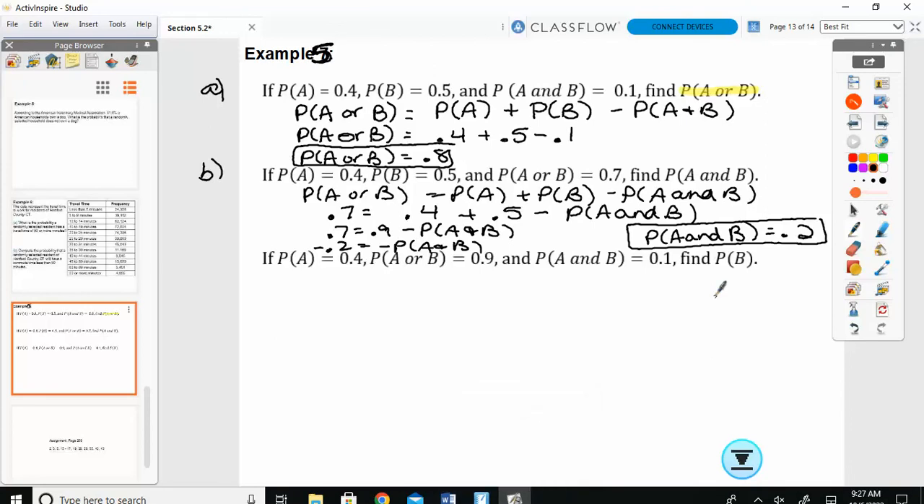Can you tell me in this problem, based on the scenario in part B, what would be the probability of not A? Not A would be 0.6. The probability of not B, 0.5. You just do 1 minus each of those. Okay, you guys try the last one.